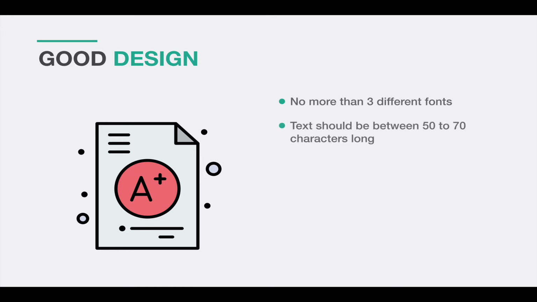Text should be between 50 and 70 characters long. If you have it too short, it makes it difficult to read. If it's too long, it's also difficult to read. So you want to make sure that your text is between this. If you're running into too long of text, add some width to it or increase the font size. You increase the font size, the characters are bigger, you're going to get less characters per line.